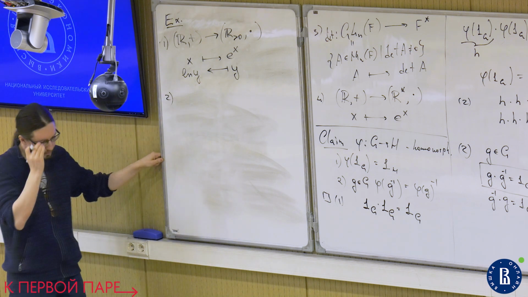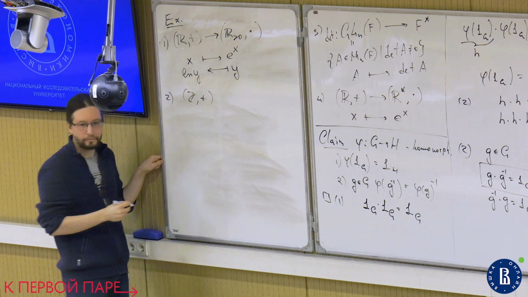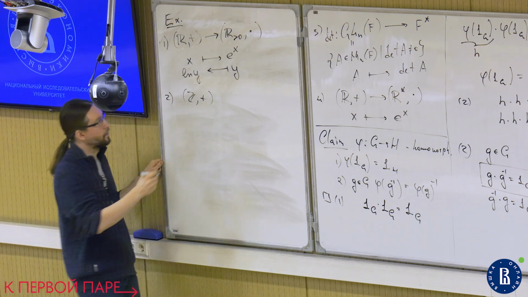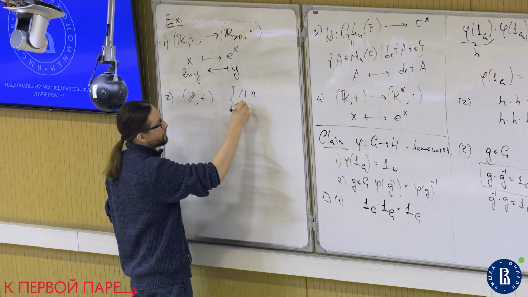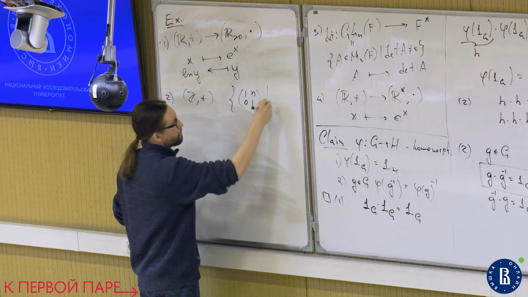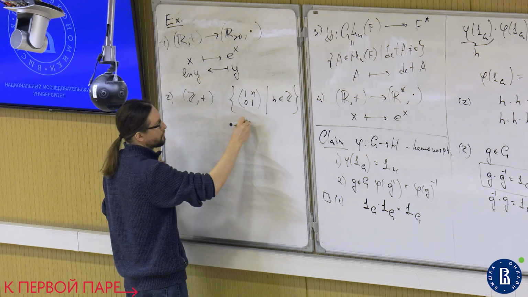Another example. Let's take Z with addition. This is the first group. And the second group is the set of matrices of this form. And the operation is multiplication.